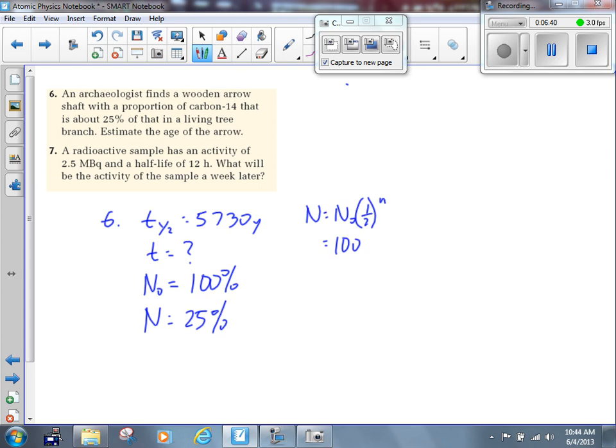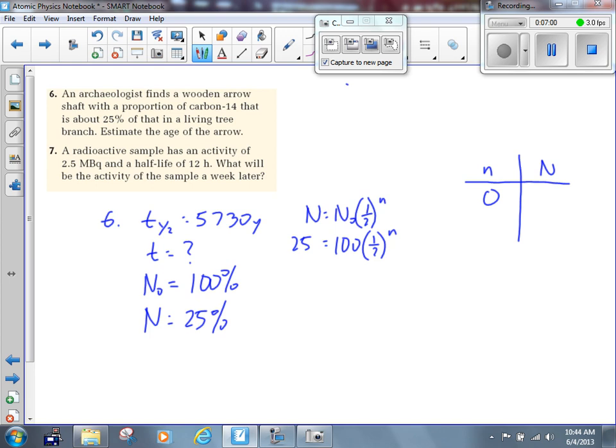We're going to say 25 is equal to 100, 1/2 to the little n. We've got to solve for a little n here. We've got a couple of ways of doing that. We can use the divide by 2 method, or we can use the logarithm method. Here's the divide by 2 method.